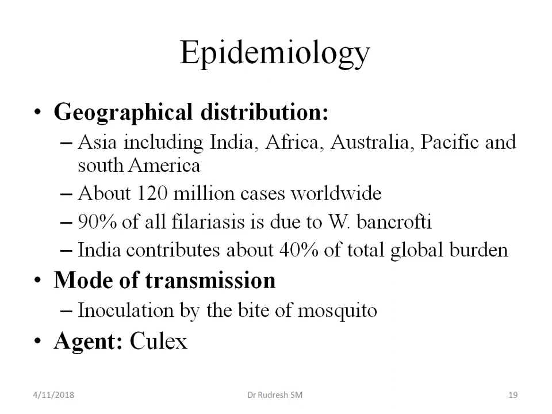So the parasite is distributed worldwide, including Asia, India, Africa, Australia, the Pacific and South America. Worldwide there are around 120 million cases, and 90% of all these cases are due to Wuchereria bancrofti, and India contributes about 40% of the global burden. So we know the mode of transmission is inoculation by the bite of the Culex mosquito.